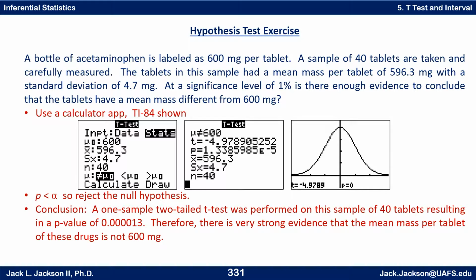So we state our conclusion: a one sample two-tailed t-test was performed on the sample of 40 tablets, resulting in a p-value of 0.000013. Therefore, there is very strong evidence that the mean mass per tablet of these drugs is different than 600 milligrams. Actually, since ours was way on the left end, we probably could say that they're less than, but we didn't do a left-tailed test here. We just did a two-tailed test.